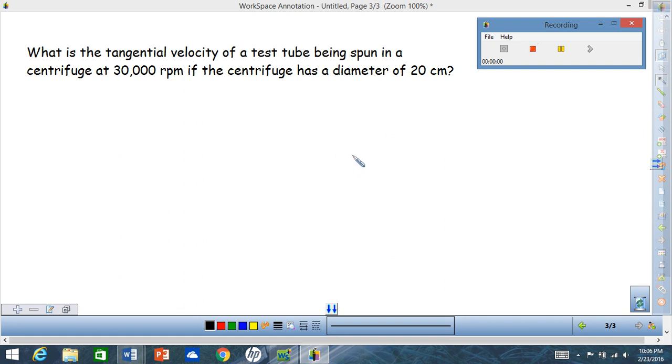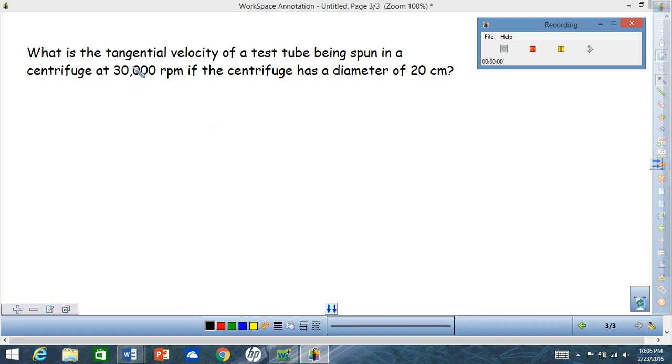Hello. In this case, we're going to be finding the tangential velocity of a test tube being spun in a centrifuge, one of those devices that you might find in a lab or at a doctor's office, which is used to spin test tubes at a very high rate. In this case, 30,000 RPM, or 30,000 revolutions per minute.